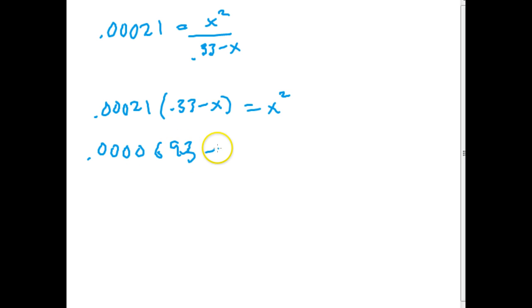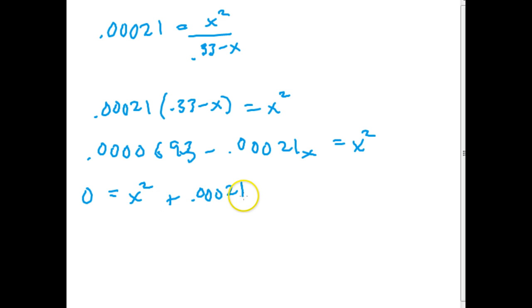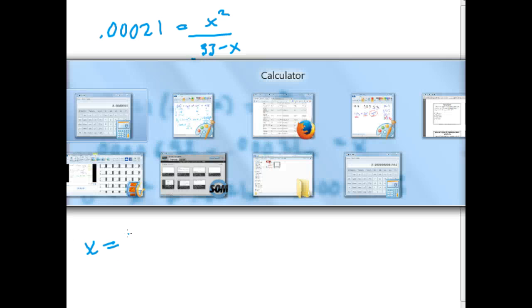0.0000693 minus 0.00021x equals x squared. Okay. I'm assuming that you are not going to be using your calculator and working through this on your own, because this is not your problem. This is just a problem similar to your problem where the numbers are changed, and you're just watching to see how this problem is done.